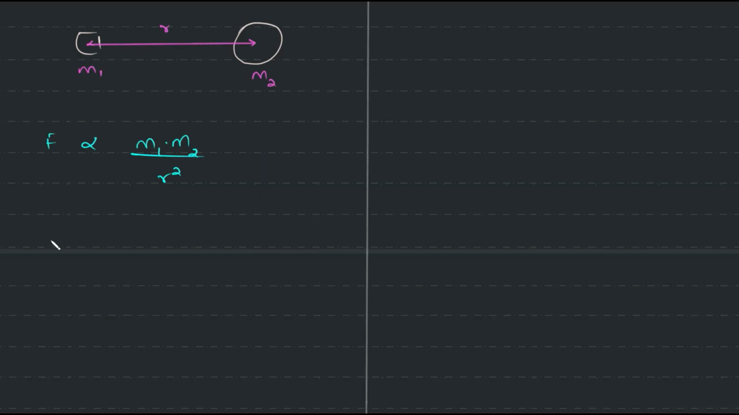And when we remove this proportionality symbol, you get a proportionality constant. And this is what we are trying to understand now. That's your gravitational constant. That's the name given to that. So if we have to figure this out, at least numerically, or to define it, how can we do it?